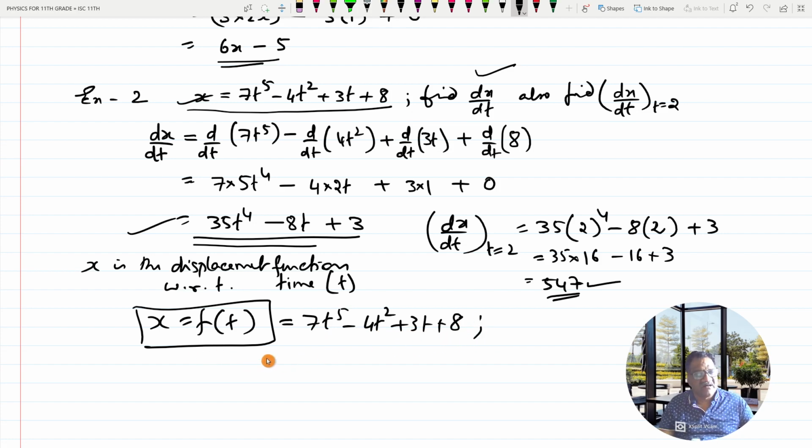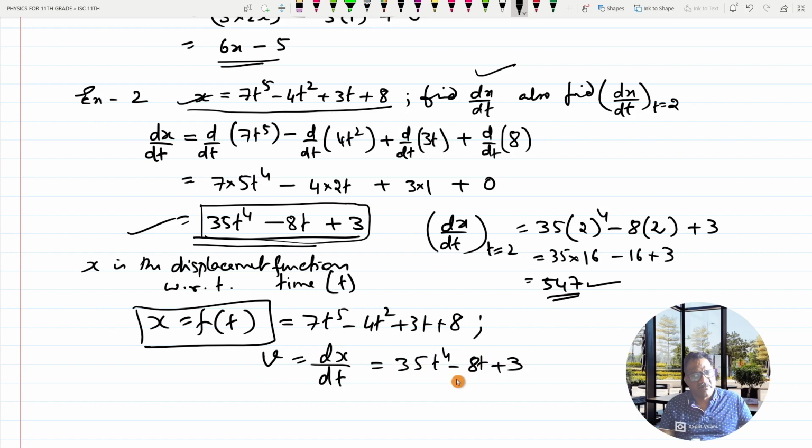Now, in the earlier session, I told you that velocity is nothing but differentiation of your displacement. So dx upon dt. Velocity is dx upon dt. So when you find out dx upon dt, which we found out here, this happens to be the velocity function. So the velocity function is 35t raised to 4 minus 8t plus 3. So the general formula for velocity is this.